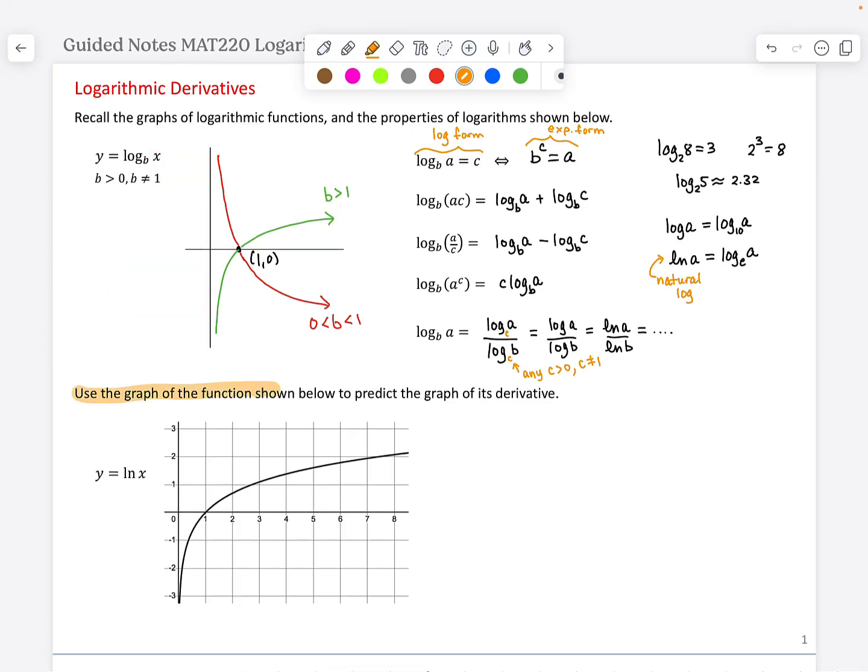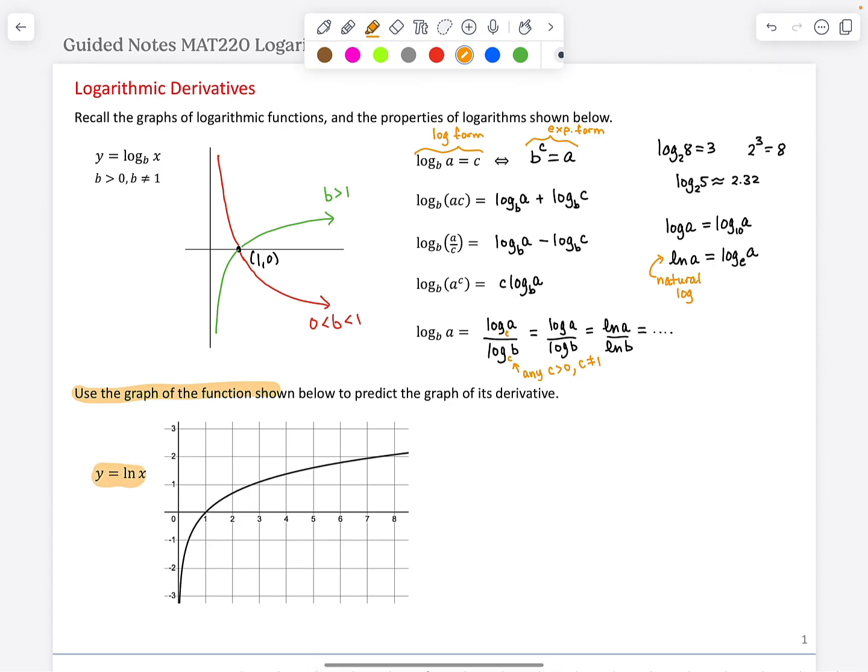Okay, use the graph of the function shown below to predict the graph of its derivative. We're working now specifically with y equals the natural log of x. Well, the natural log has a base that's e. e is about 2.7.